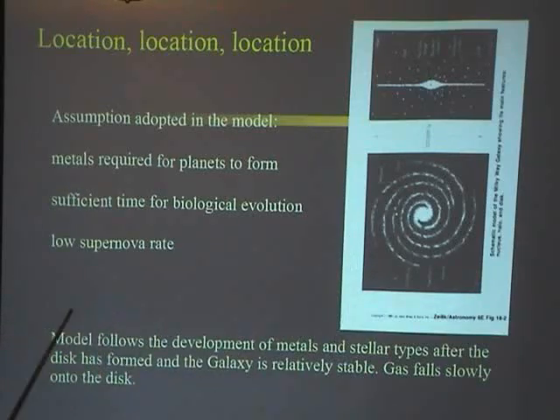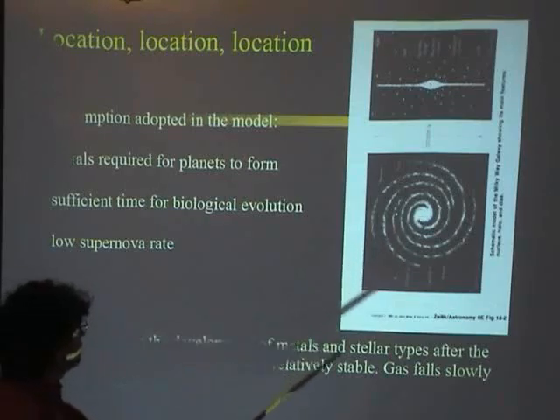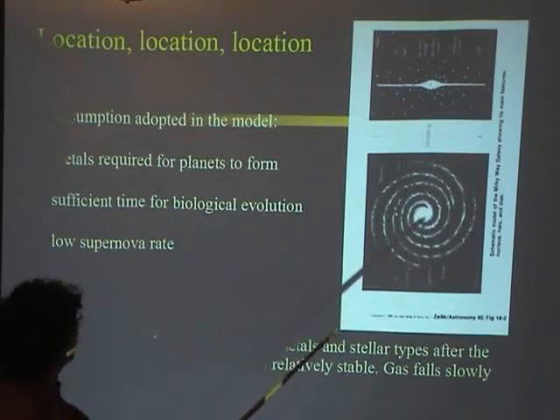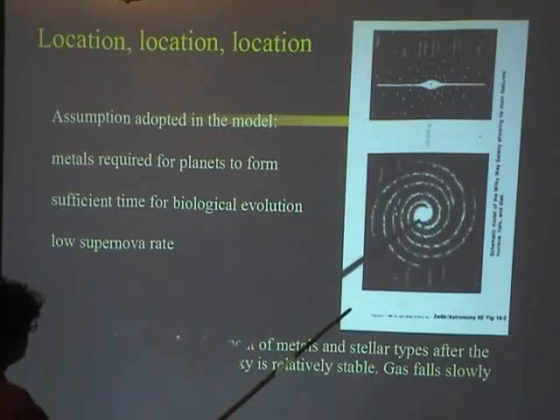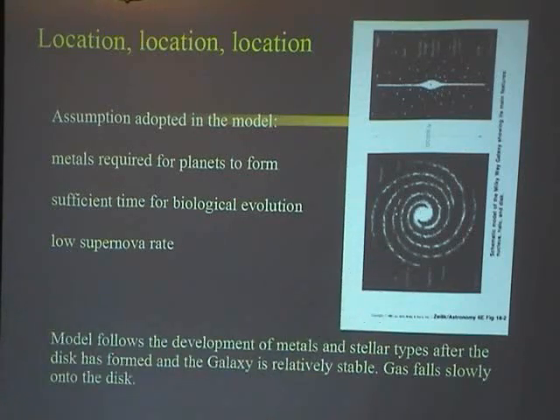What it basically boils down to is you need metals in order to form planets, and there's a metallicity gradient in the sense that the metals are building up in the galaxy in a particular way, and that gives you a selection of metals. The second thing is that you need sufficient time for biological evolution, which took 4 gigayears for complex life on the Earth, but this is not a critical assumption. And the other thing is you don't want too many supernovae destroying life at the particular galactocentric radius that you're talking about.